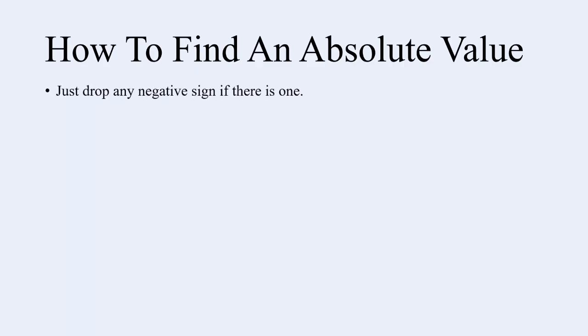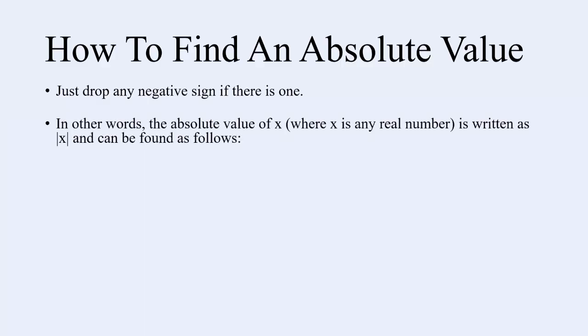In other words, the absolute value of x, where x is any real number, is written as x between two vertical lines, and can be found as follows. The absolute value of x is equal to x if x is positive, that is greater than or equal to 0, or negative x if x is negative, that is less than 0.